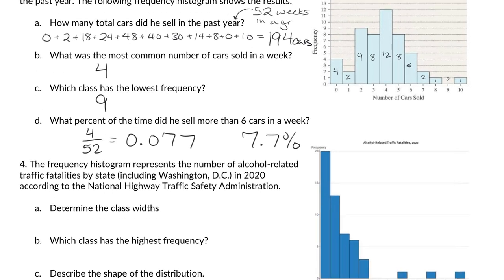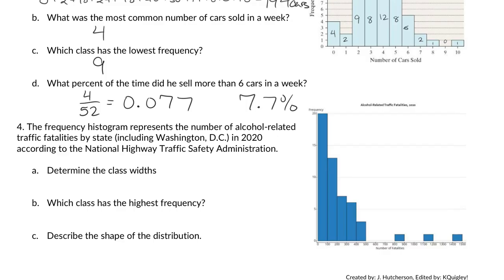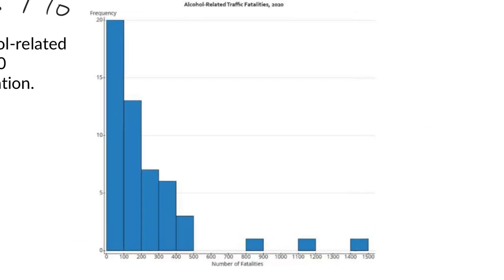Let's say we have a different histogram, and this one is hard for you to read, so I'm going to zoom in on it on the screen. It says the frequency histogram represents the number of alcohol-related traffic fatalities by state, including DC, in 2020, according to the National Highway Traffic Safety Administration. What is the class width used in this histogram? Class width is how wide each class is. And I know yours is hard to read, so that's why I zoomed in. What is the class width?